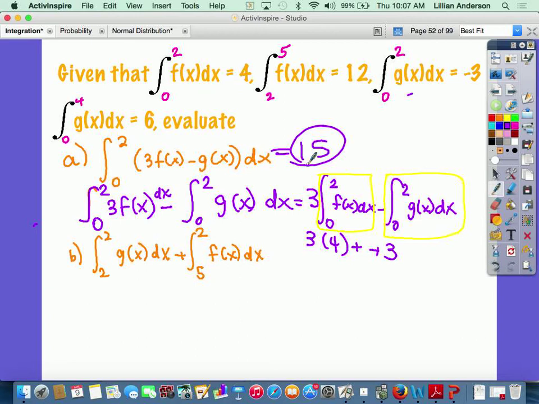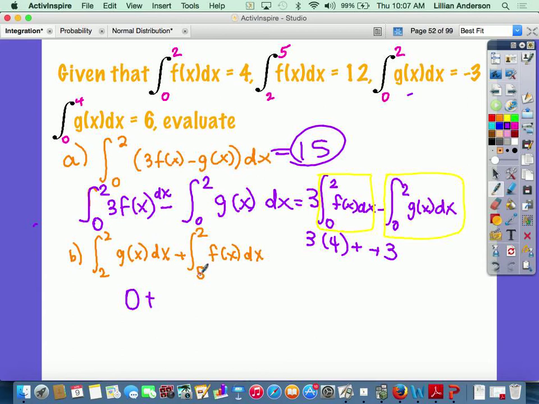Let's look at b. We have the integral from 2 to 2 of g of x dx. What is that going to equal? 0. This was property number 5. Remember, if it has the same bounds, in this case 2 to 2, no matter what, the area is always going to be 0.